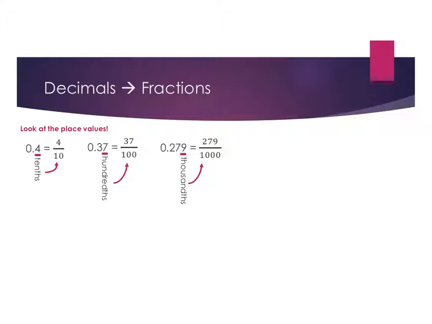Okay, let's talk about how we change a decimal into a fraction. So if you remember, we just look at the last number, whatever place the last number is in. So in 0.4, the 4 is in the tenths place, so a 10 goes on the bottom, and whatever we have over here just goes on top. In 0.37, 7 is in the hundredths place, so we put 100 on the bottom, and 37 goes on top. Here we have a 9 in the thousandths place, so 1,000 goes on the bottom, and 279 goes on top as a numerator. It's that simple.